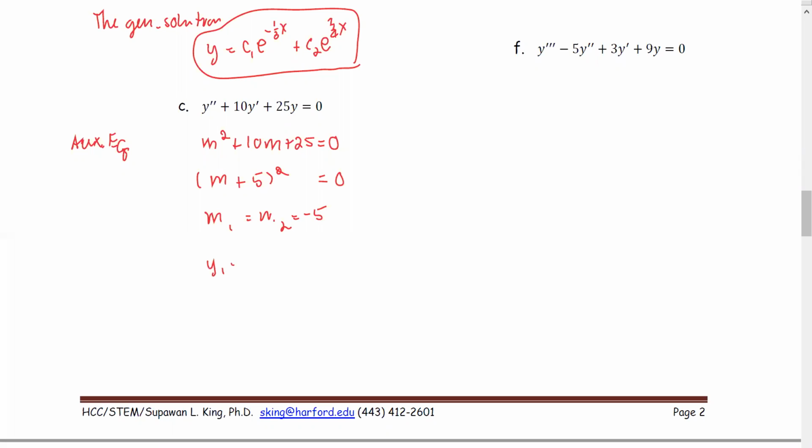So the solution y1 is e to the power m1 x, which is e to the negative 5x. The y2 has to be linearly independent of y1, so it is going to be multiplied by x, or x times the solution y1, which is y2 equals x times e to the negative 5x. Therefore, the general solution will be in the form of y equals c1 e to the negative 5x plus c2 times x times e to the negative 5x.